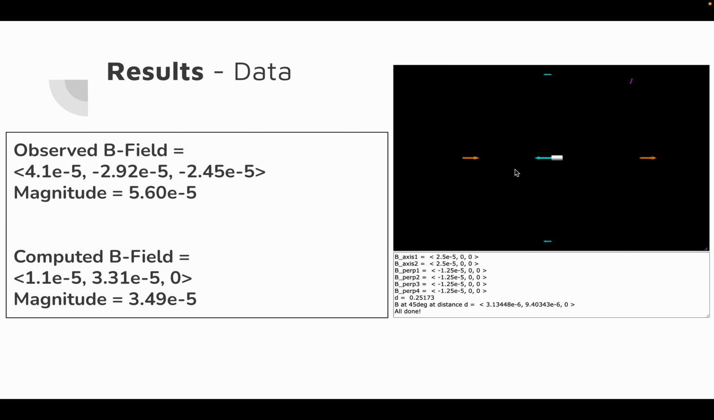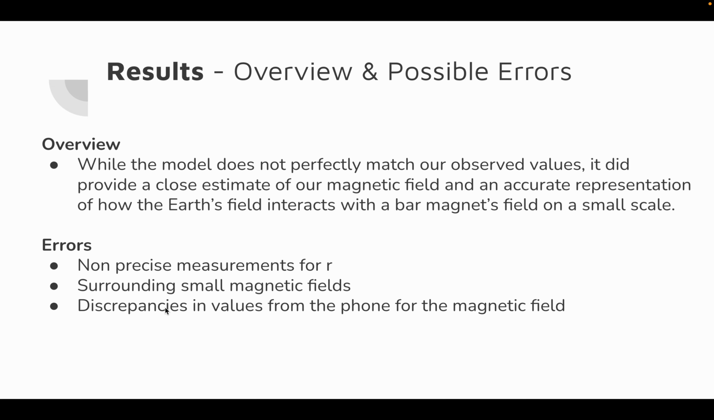As our results, after solving for all of our unknowns, we found that the observed B field was this value right here with a magnitude of 5.6e-5, but our computed B field happened to be this vector at the bottom with a magnitude of 3.49e-5. So fairly close, but again, there were definitely some differences, which we would expect due to some errors.